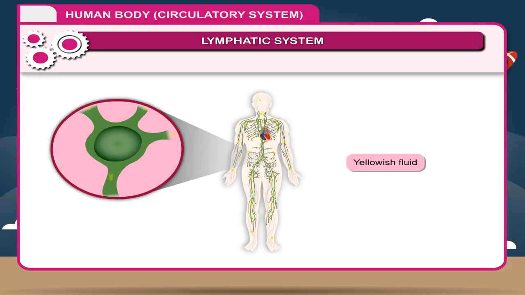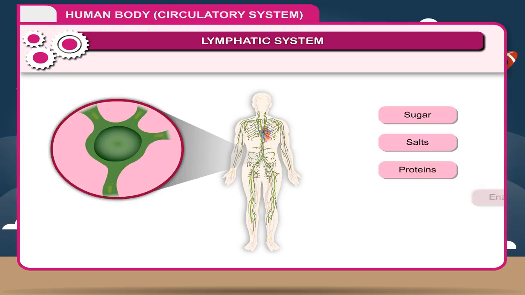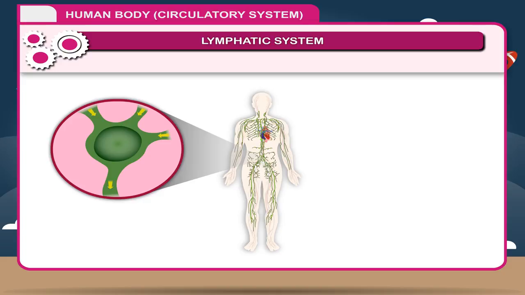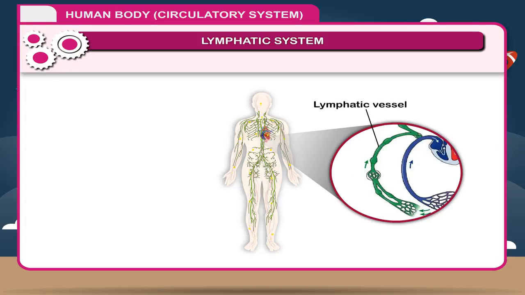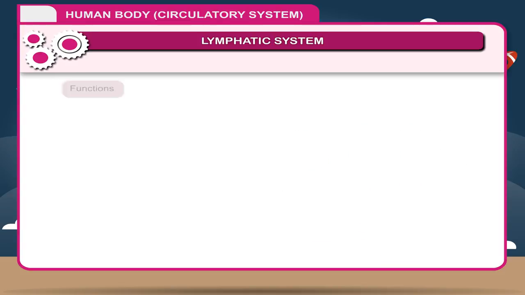The lymph is a yellowish fluid and is composed of sugar, salts, proteins, enzymes, and dissolved salts. The lymph contains many leukocytes but no platelets. The lymph vessels have swollen points at specific places called lymph nodes. The spleen is a major organ of lymphatic tissue.